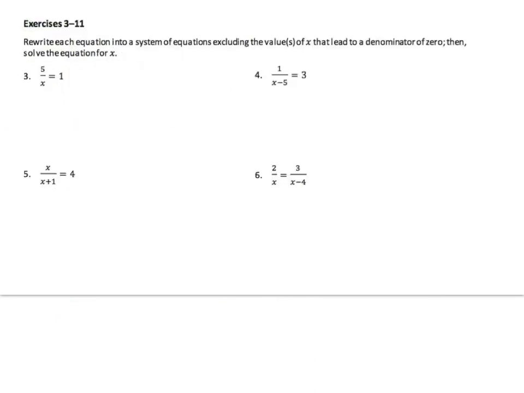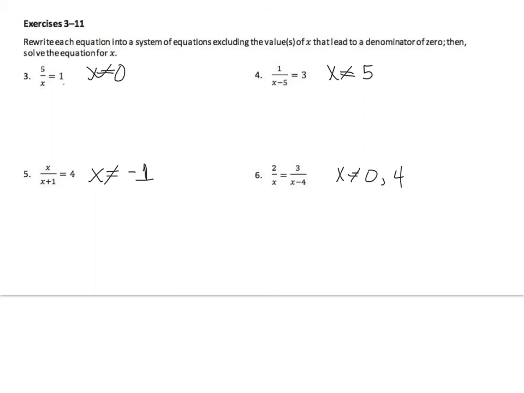All right, rewrite each equation into a system of equations excluding the values of x that lead to a denominator of 0. Then solve the equation for x. I'm going to take a tad bit of a shortcut and not rewrite the problem. I'm just going to say what x can't equal. I'm going to say that for all of them first so we can get used to that. I'm just looking at the denominator, and I'm going to try to figure out what value is going to make that denominator equal to 0. Cool? Now let's solve it.